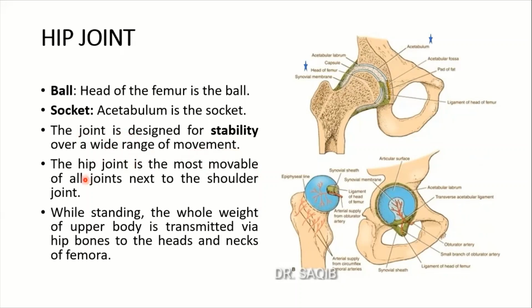movement. The hip joint is the most movable of all joints next to the shoulder joint, right? And we know the shoulder joint is the most movable joint in the body, and after that, this is the hip joint. And in the shoulder joint, the mobility is at the cost of the stability, and the stability is lost relatively in the shoulder joint, but the hip maintains both of these. This is specific to this. So while standing, the whole weight of the upper body is transmitted via the hip bones to the heads and necks of the femora.